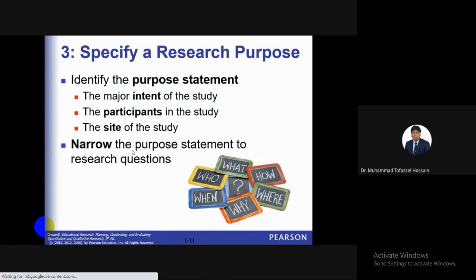Then another important point is narrowing the problem. Means narrow the purpose statement to research questions. And what kind of questions can you make? You can make questions with what, how, where, why, when, who. The WH questions. Yes, sir. WH questions can be used here to make your questions.